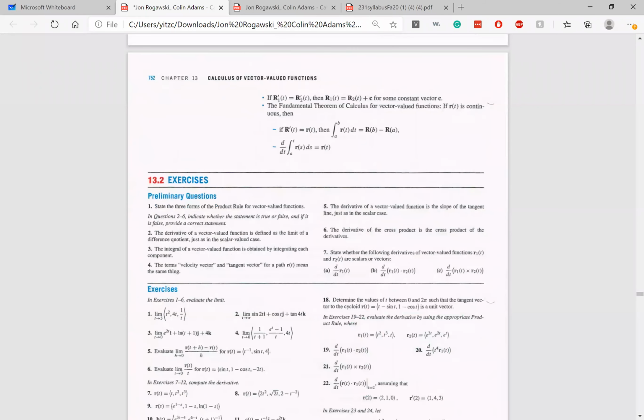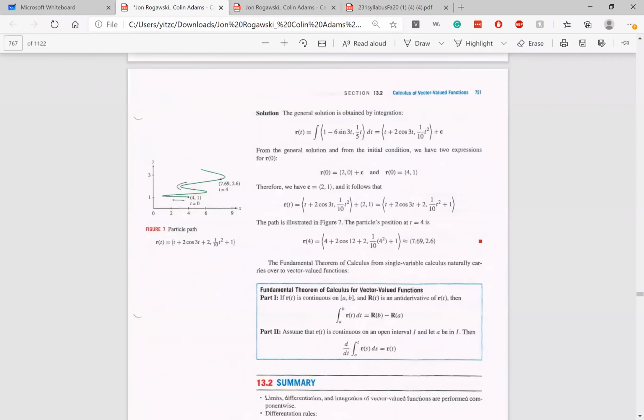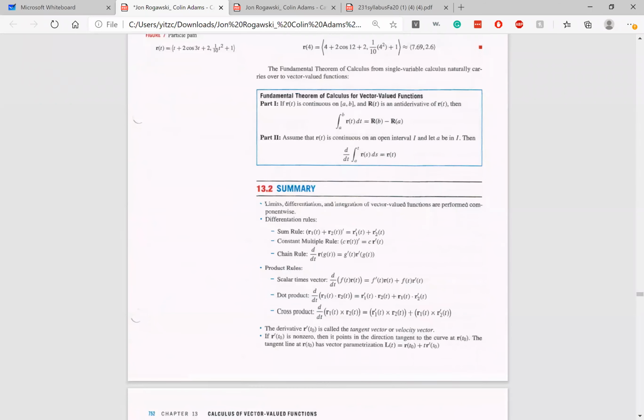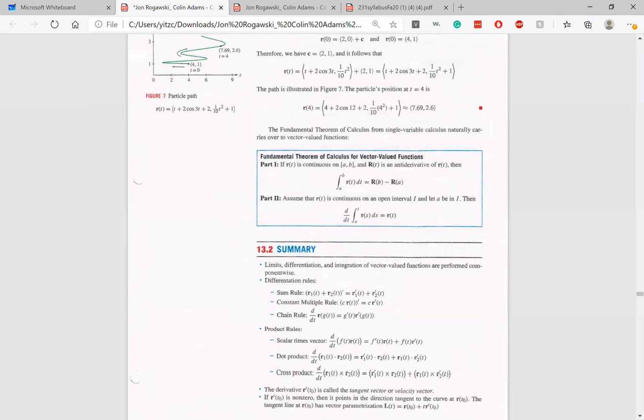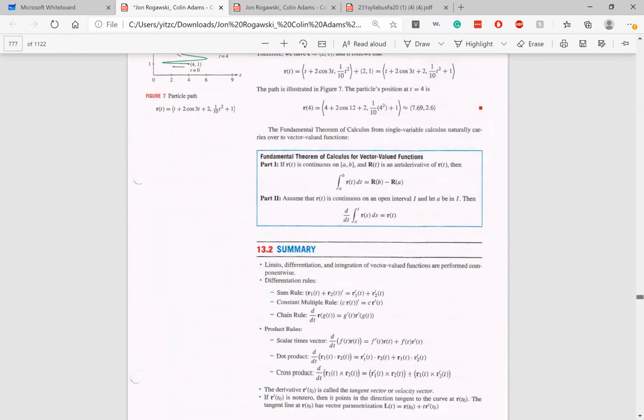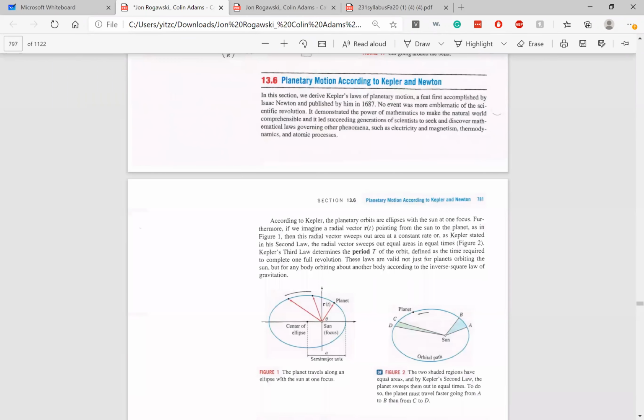Oh, and then we learned how to reparameterize a curve in order to have that the velocity at any point is going to be equal to 1.